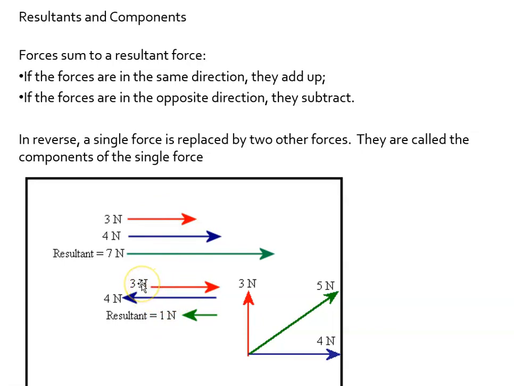We have a force that's pushing with 3 newtons to the right, and we have one that is going 4 newtons from right to left. And now the result is we add these up and we get the 4 minus the 3 is the 1 from left to right. Okay?